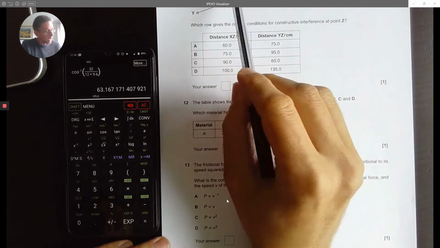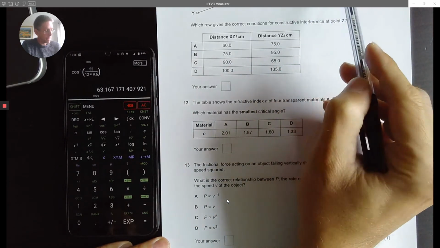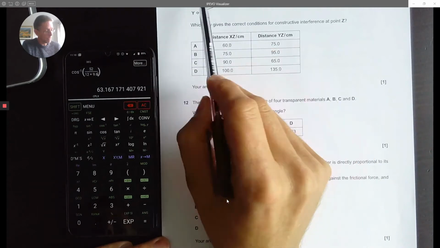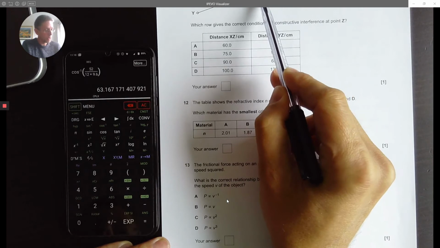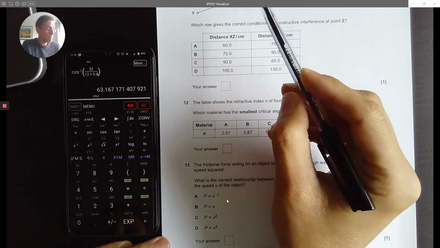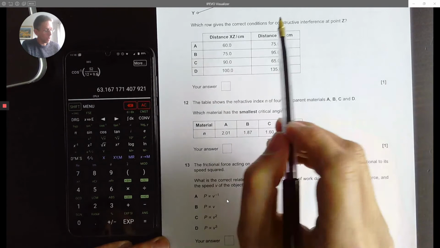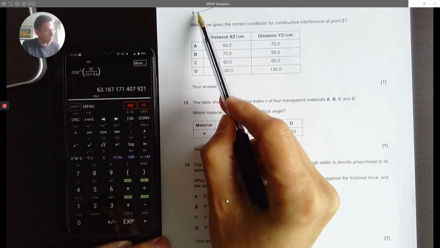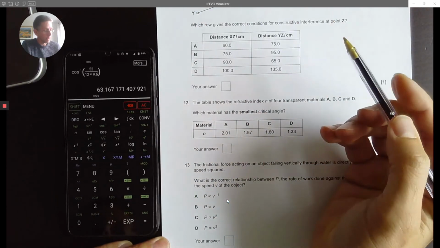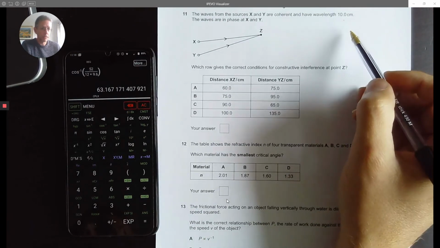Okay, waves from the sources X and Y are coherent, and they have a wavelength of 10 centimeters. The waves are in phase here, and then constructive interference at Z, which means they're in phase at Z as well. So what does that mean? That means that the path difference is a whole number of wavelengths. So what we're looking at here is that the distance XZ and the distance YZ must differ by a whole number of wavelengths, and the wavelength is 10 centimeters.